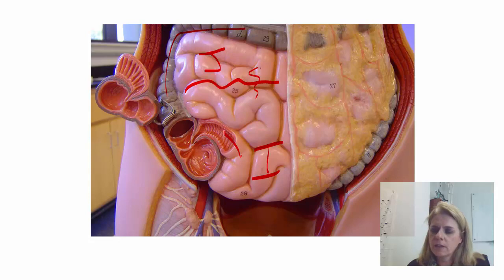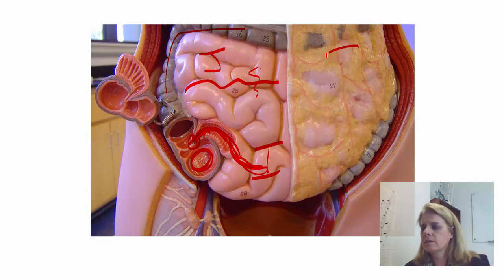And definitely, if you can see that it's joining into the large intestine right here, this is the ileocecal valve, where the ileum is joining the cecum of the large intestine. So this is definitely ileum here. This is going to be the cecum, which is the lowest part of the large intestine. This is the omentum.